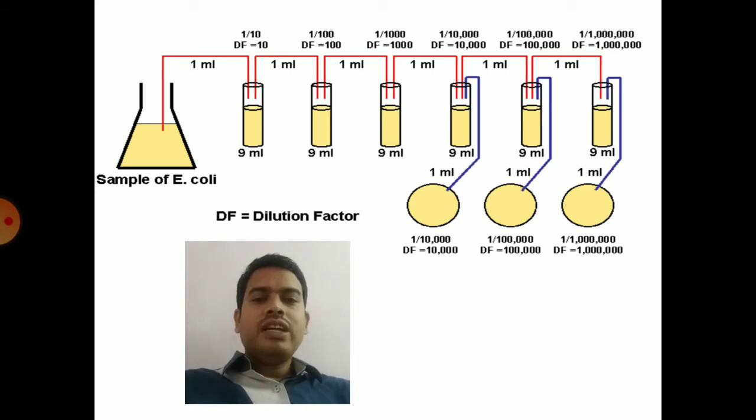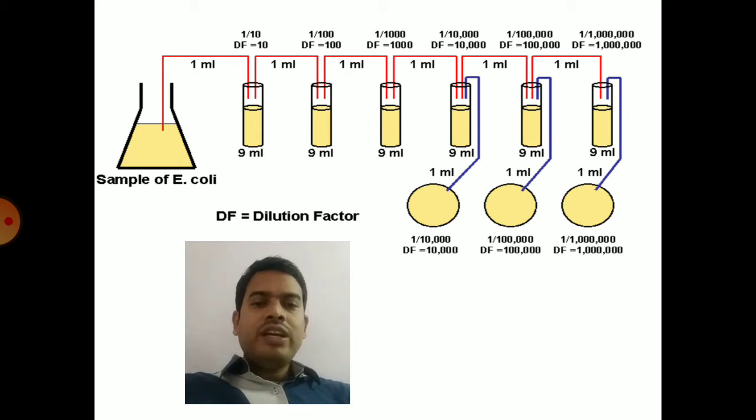Sometimes you can use a liquid broth. You take a liquid broth in a conical flask and you can open the mouth of the conical flask for some time, and after that close it and incubate that flask. Then you will get turbidity, which you can measure by spectrophotometer, and you can isolate the bacterial species from that particular broth medium. So that is another process.